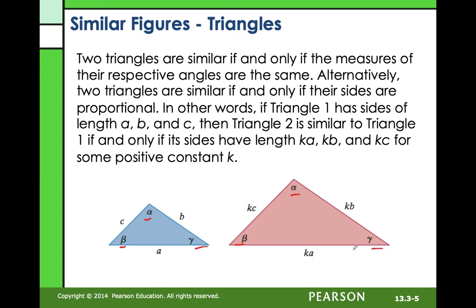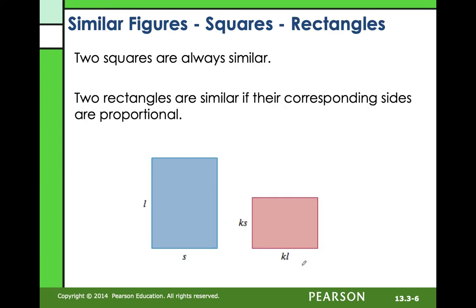Alternatively, you can also say two triangles are similar if and only if their sides are proportional. What we mean by that is that they are different by some constant k. Meaning that if you take c and multiply by k, you get kc, and then if you multiply by k with all the other respective sides, you get to a triangle that is proportional to the first. So two different ways to think about similarity. One is having all the same angles, the other is having proportional sides.